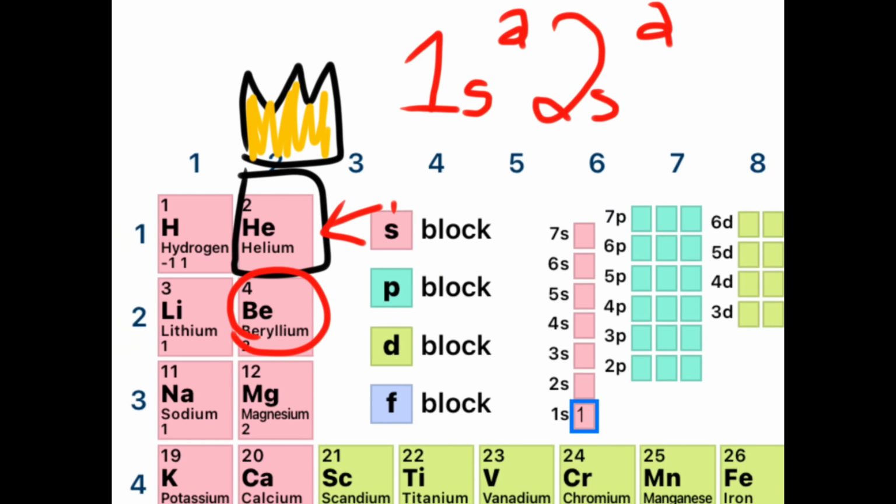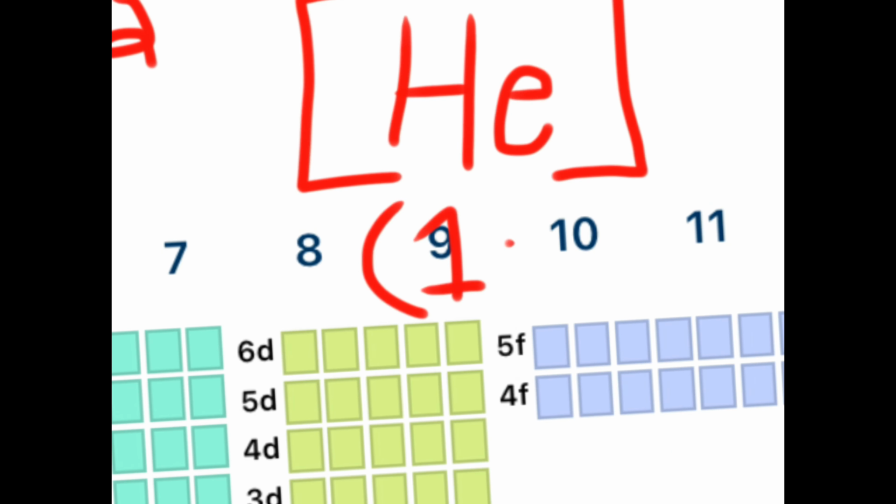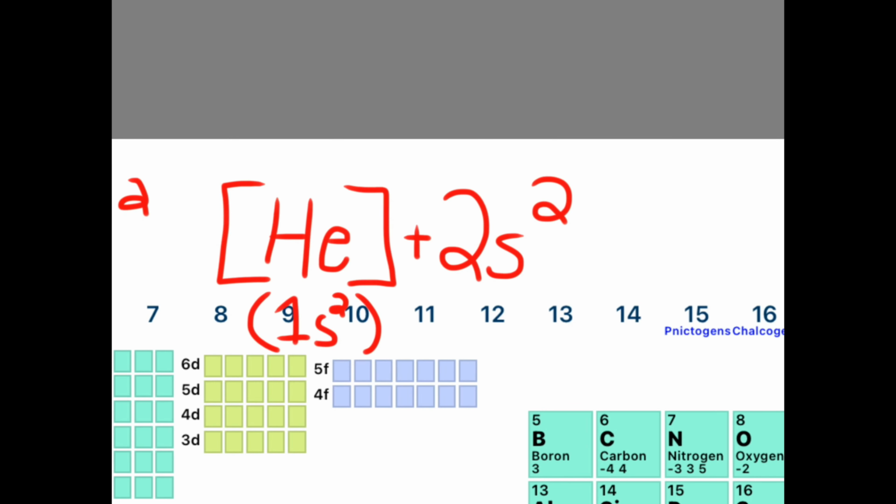But this can get long and lengthy, so there is a shortened version of this called core electron configuration, where you write out the closest noble gas and then add on whatever electrons are left over after you write it out. So this example would be helium 2s2, because it is a helium atom at its core plus 2 valence electrons.